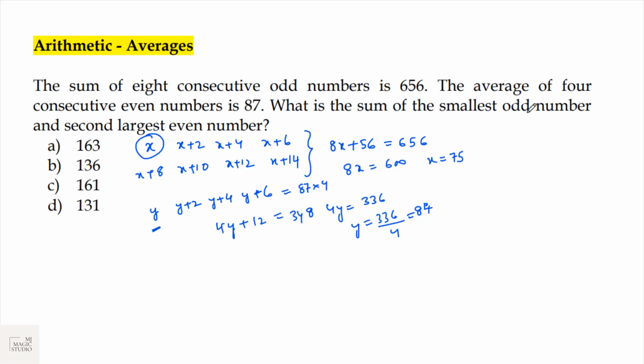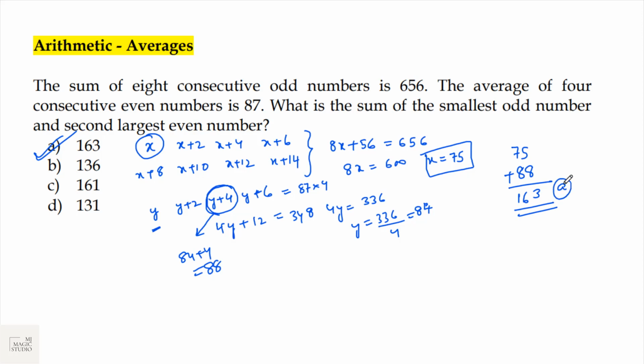What is the sum of the smallest odd number and the second largest even number? The smallest odd number is 75. The second largest even number is y plus 4. Y plus 4 means 84 plus 4, that is 88. So we just need to find the total of 75 plus 88, which is 163. Option A is the pick.